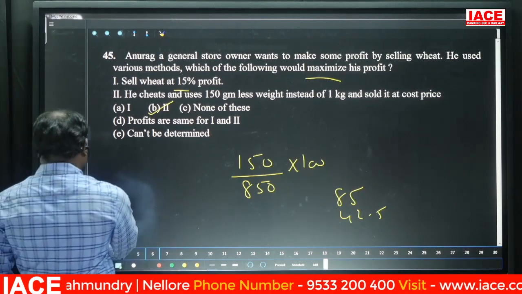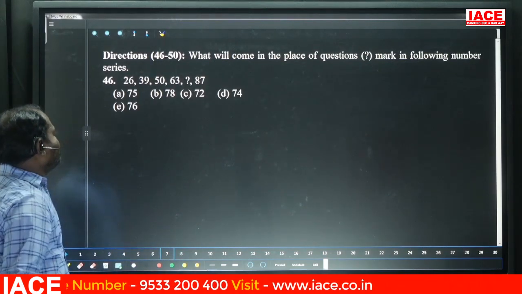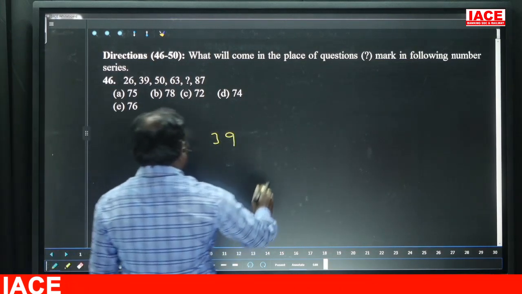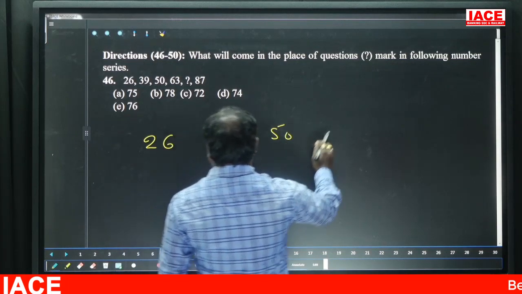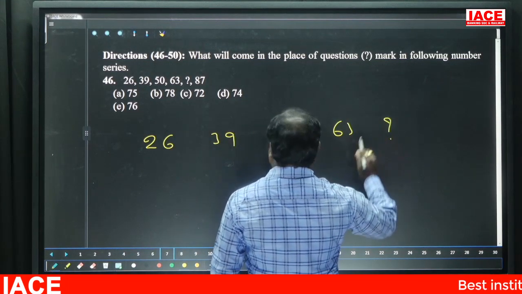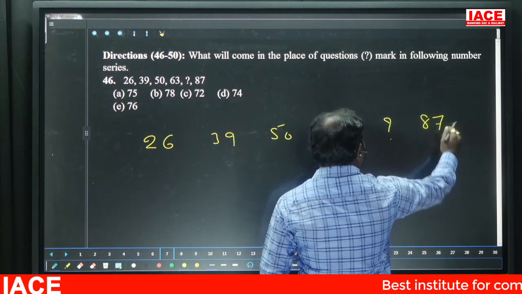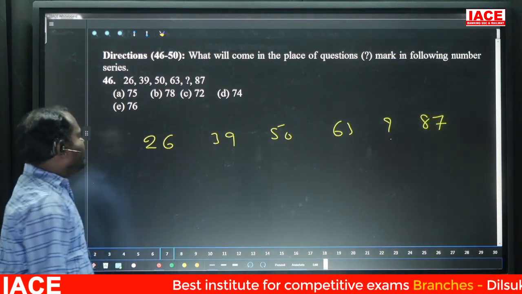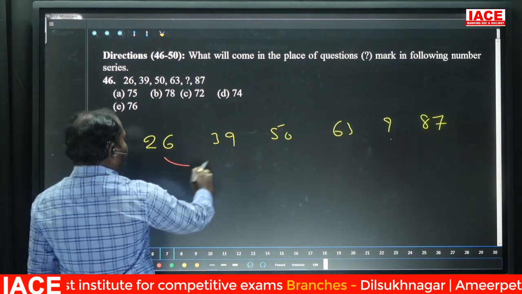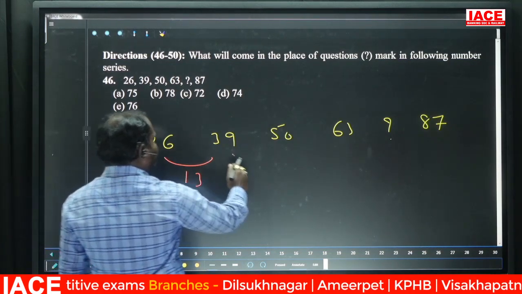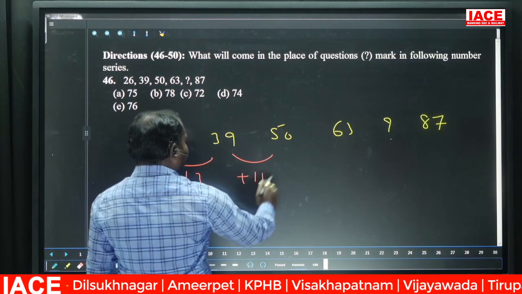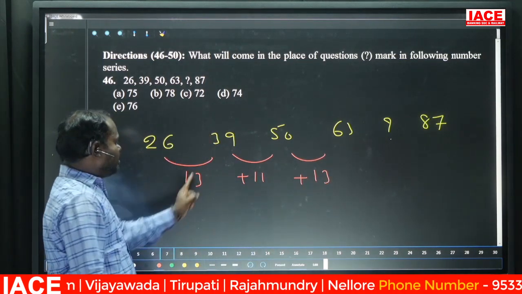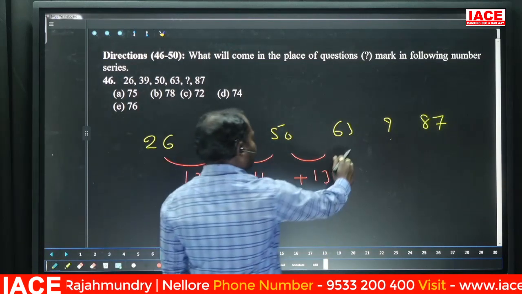Next, 46 to 50. 26, 39, 50, 63, 87. Number series. If you see the difference, 26 to 39, what is the difference? 13. Here the difference is 11, then 13. By looking, the differences alternate: 13, 11, 13. So next should be 11.